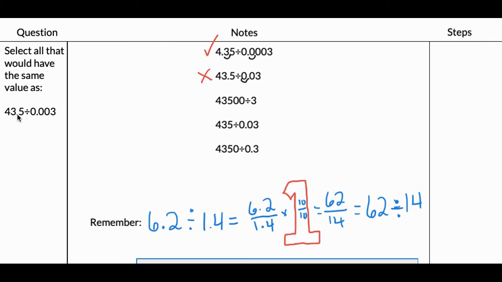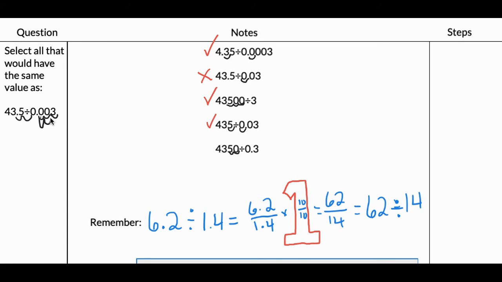Third one here, we move the decimal over to the right three times. So it started at 43.5, 1, 2, 3. Same thing here, if we moved it over three times, that would give us 3, so the second number is also an equivalent value. Fourth one here, we're moving the decimal over one time to the right, so we're getting 435, and we are moving the decimal one time to the right to get 0.03, so this one as well has the same value. And last but not least, we're moving the decimal over two times here to get 4,350.